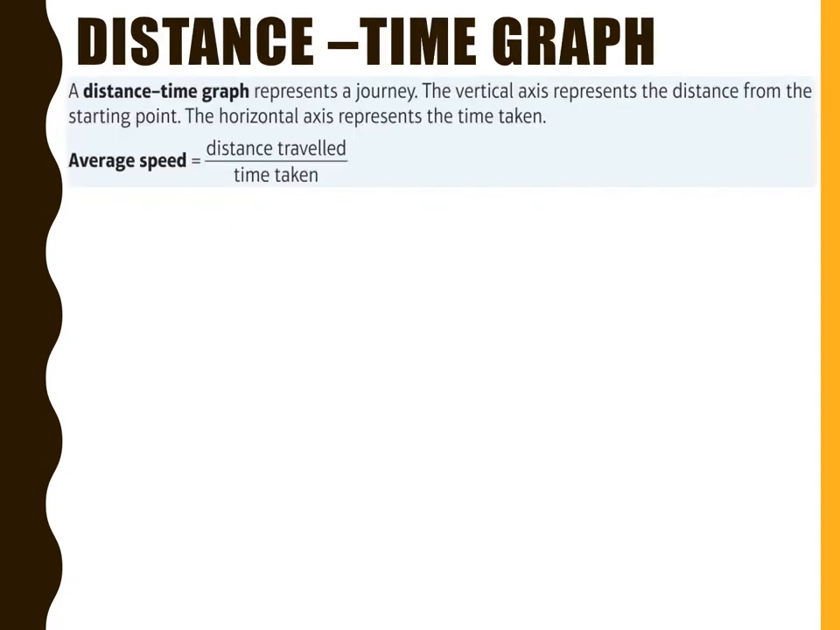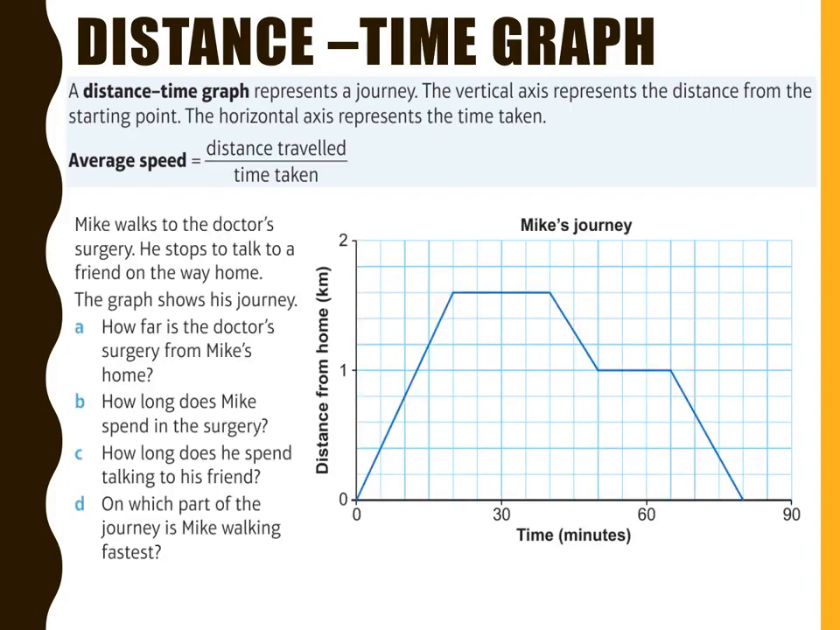A distance time graph represents a journey. The vertical axis represents the distance. Always distance is going to be on the y-axis, and the horizontal axis represents the time taken. So average speed is distance over time. Some people confuse this. Speed is distance over time.